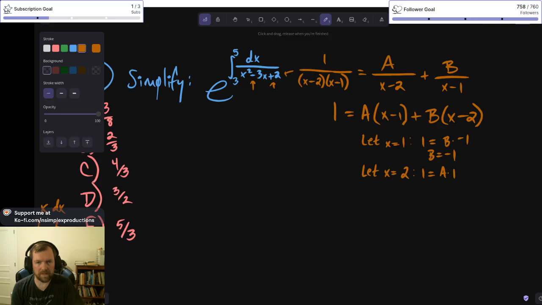And then we could just work our way through that. So this is going to be e raised to the integral going from 3 to 5 of, what's it again? A is 1, so 1 over x minus 2, right, minus 1 over x minus 1, because b is negative 1, dx.